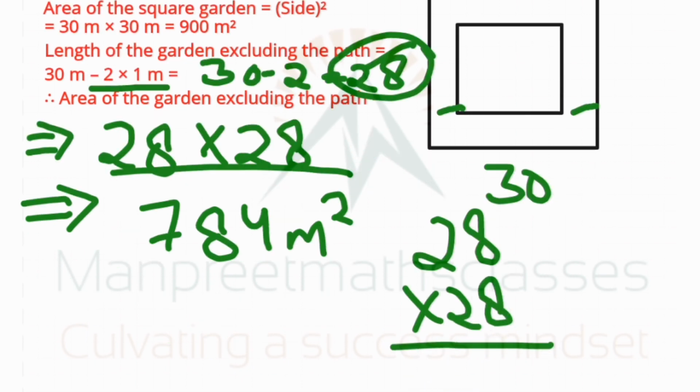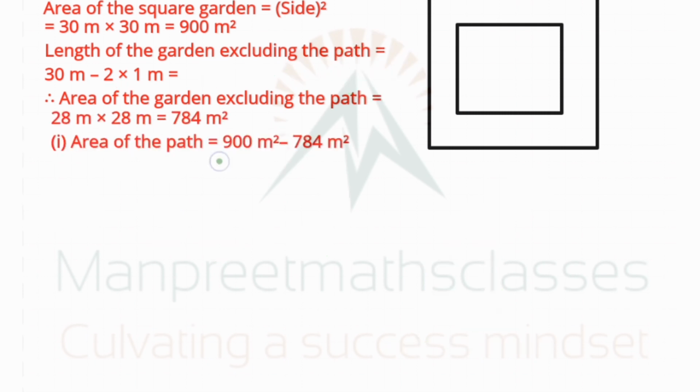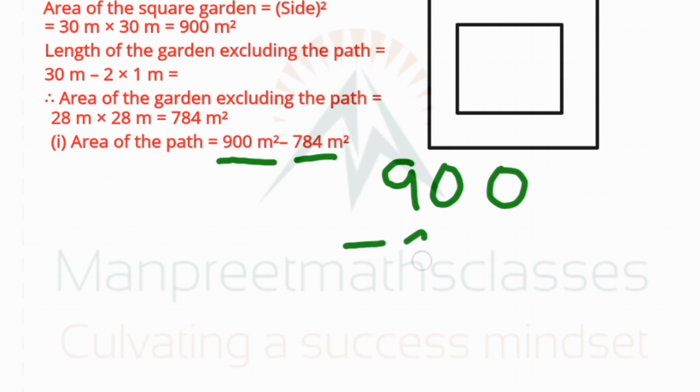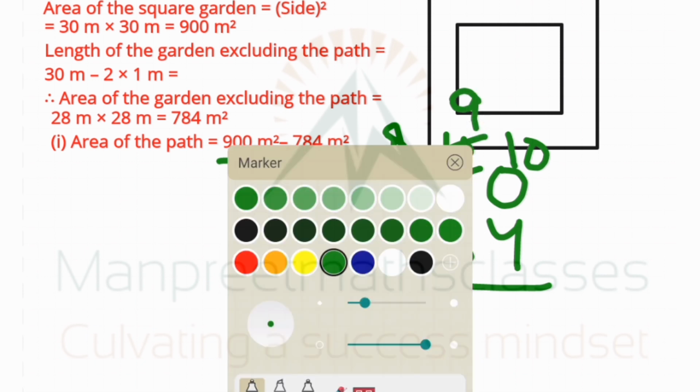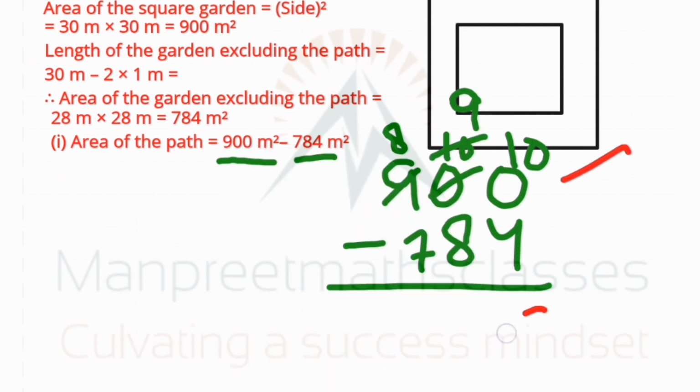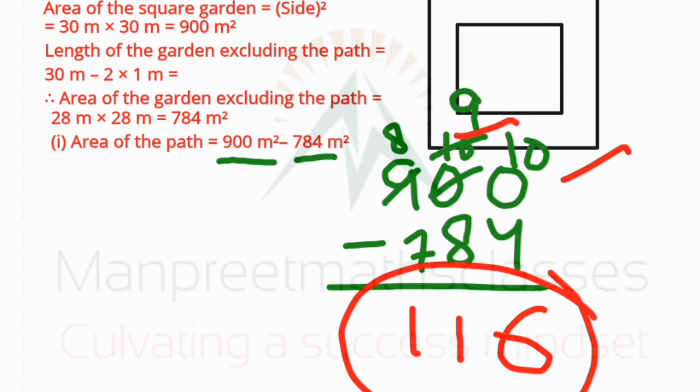Okay, so now let's calculate area of the path. Area of path is area of garden minus area of garden excluding path. So let's subtract it. 900 minus 784. So 1 carry, here you will take, this will become 8. So this is 10. Now again you are going to give a carry, so this will become 10 and here it's 9. So now let's subtract it. 10 minus 4 6, 9 minus 8 1, 8 minus 7 1. So 116 meter square is the area of path.